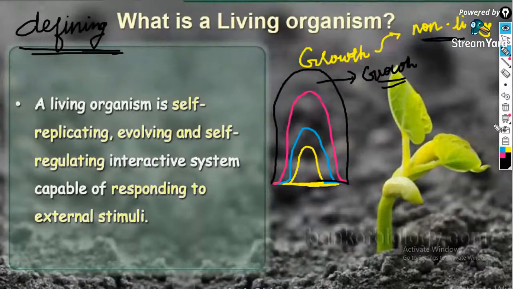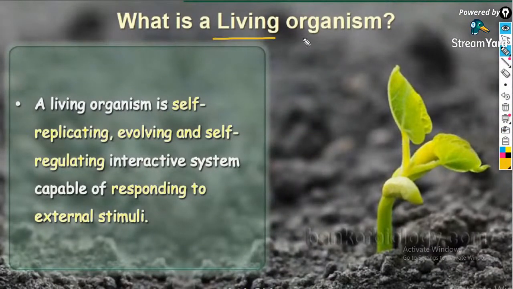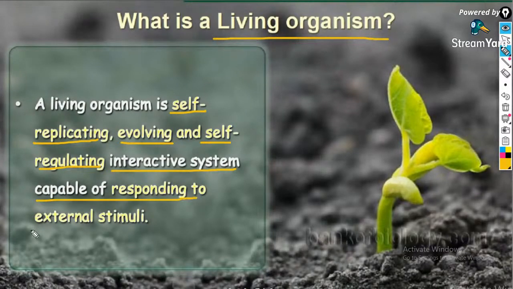Now we are going to discuss what we mean by a living organism. A living organism is a self-replicating, evolving, self-regulating interactive system capable of responding to external stimulus. Yes, growth in non-living things is called extrinsic. I'll tell you that when we discuss the characteristics.